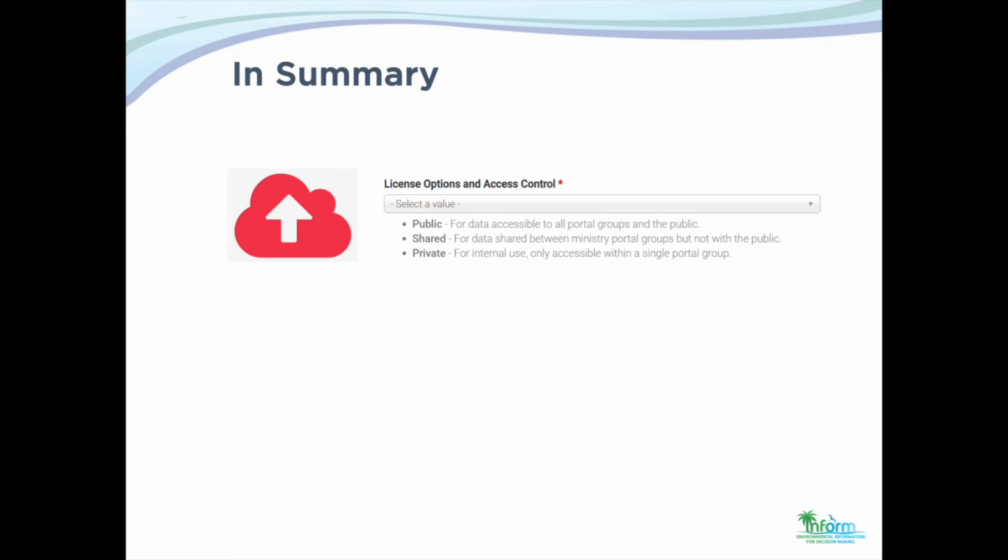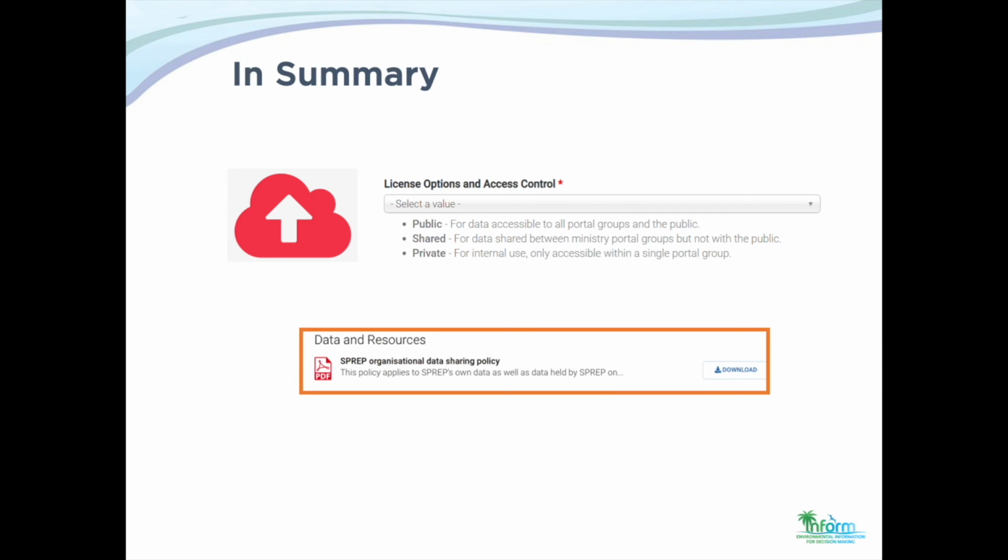In summary, today you learned data management good practices, including understanding the approval process before uploading data on the portal, understanding license levels for sharing data, understanding the importance of having a data sharing agreement and/or policy.